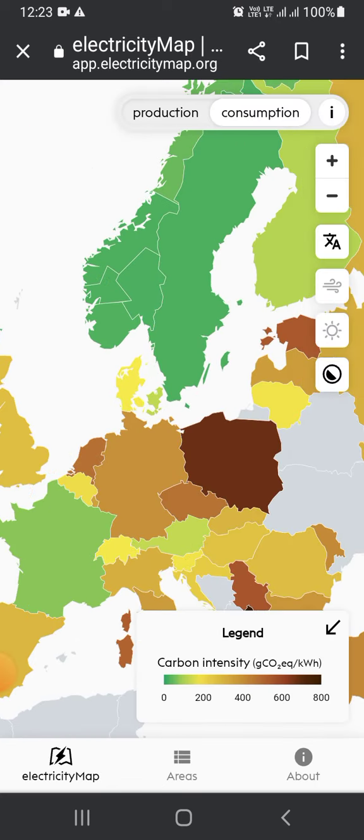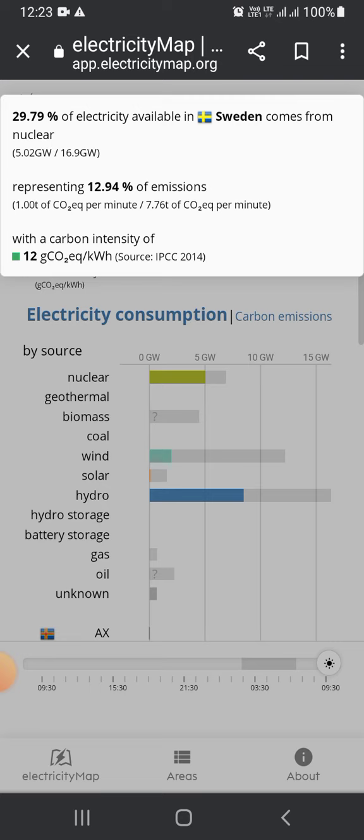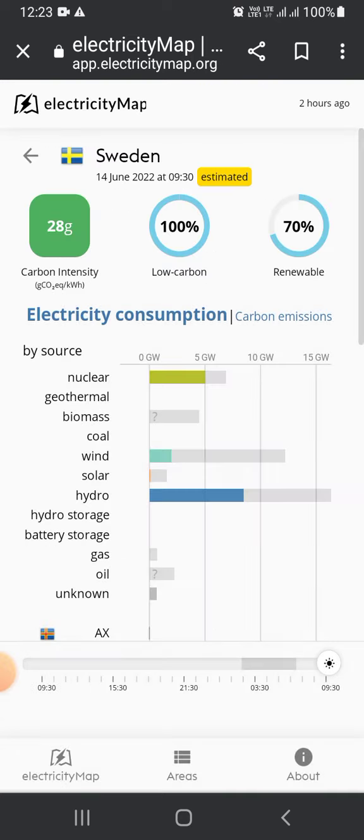If I talk about different, greener countries, when I tap on the map of Sweden, we can see that approximately 30% of Sweden's electricity is produced by nuclear, along with hydropower. It's the best example of nuclear being produced with renewables. If I tap on the map of Finland, we can see the same thing: nuclear with some percent of wind, coal and hydropower producing its electricity.